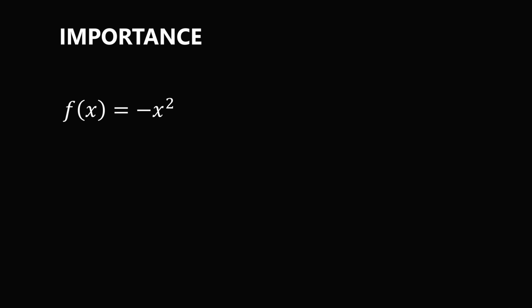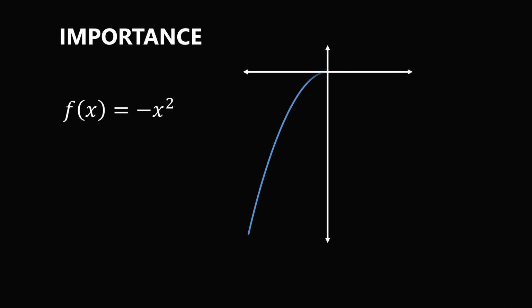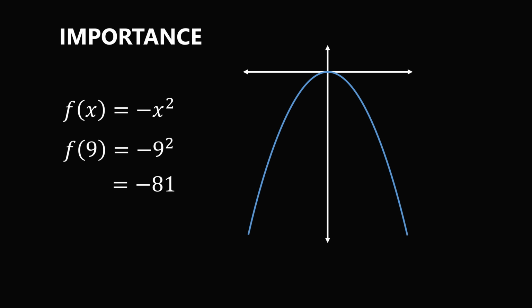Let's say you have a function f of x is equal to the opposite of x squared. If you were to graph this, it would be a parabola pointing downward. Now f of 9 would be equal to the opposite of 9 squared, which is equal to -81. It is not equal to positive 81. So you have the point (9, -81).